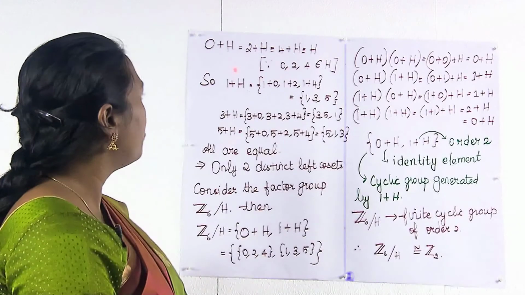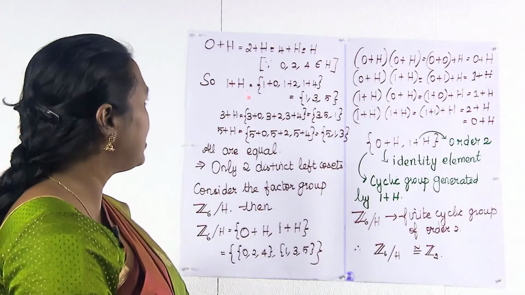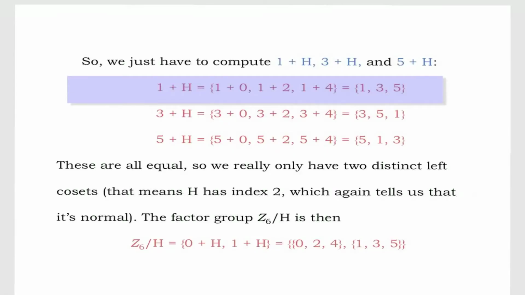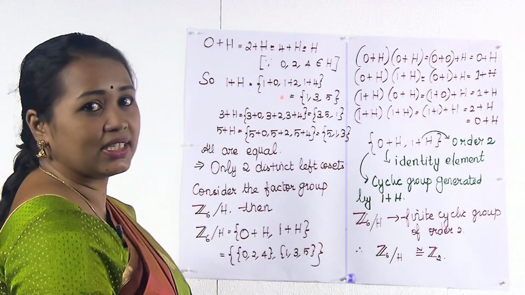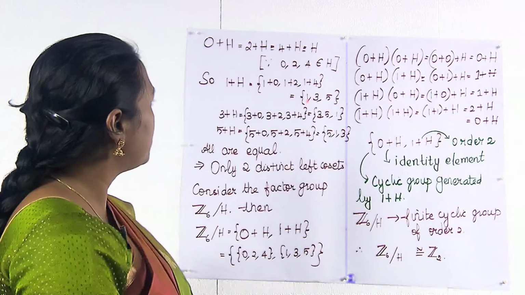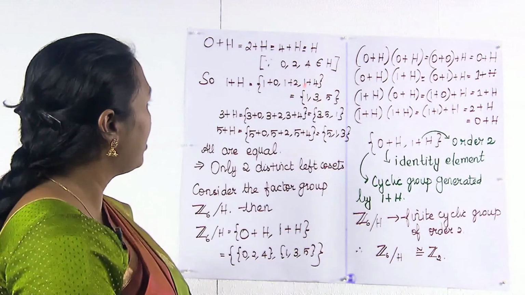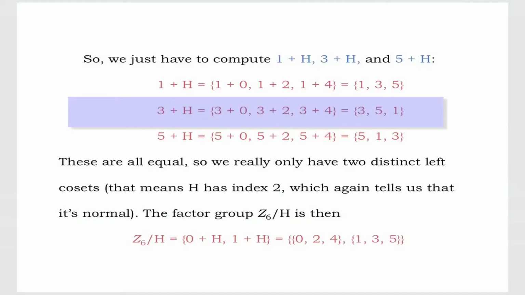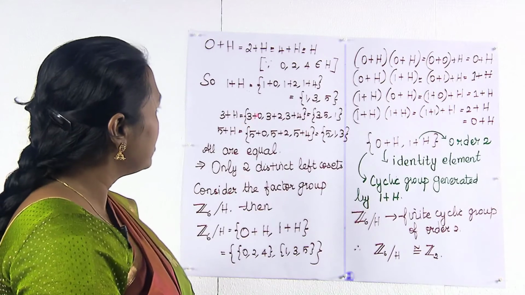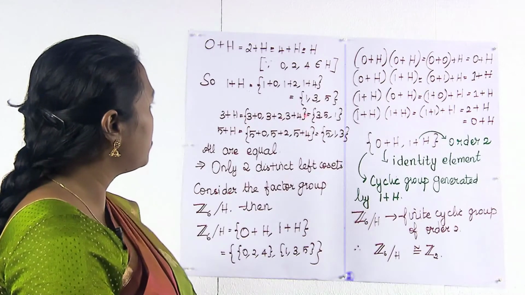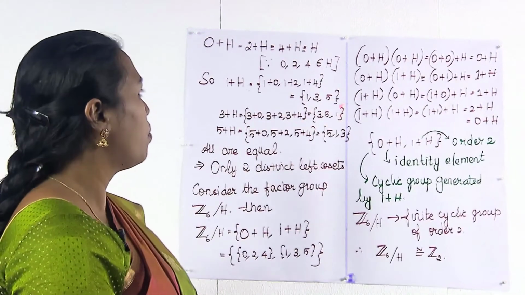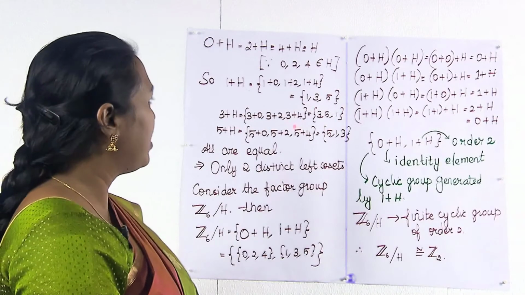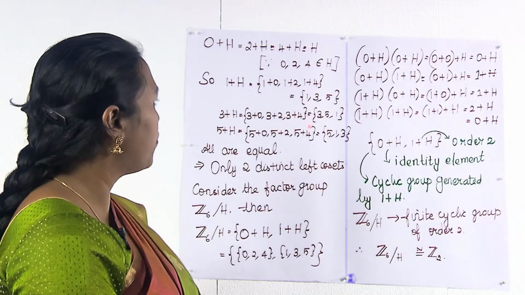Let us calculate for 1 + H. 1 + H is equal to 1 + 0, 1 + 2, 1 + 4. Since Z6 is a cyclic group, 1 + 0 is 1, 1 + 2 is 3 and 1 + 4 is 5. Likewise, for 3 + H, it is 3 + 0, 3 + 2 and 3 + 4. Again 3 + 0 is 3, 3 + 2 is 5 and 3 + 4 is 7, which when divided by 6 is 1. Therefore, 3 + 4 is 1.